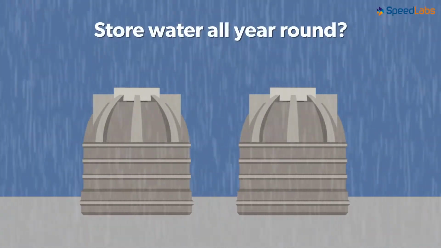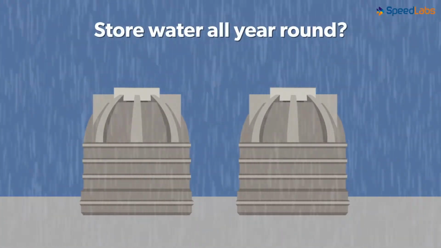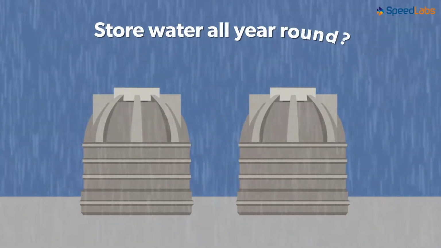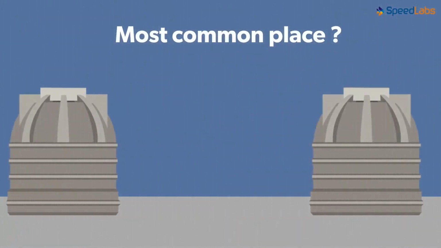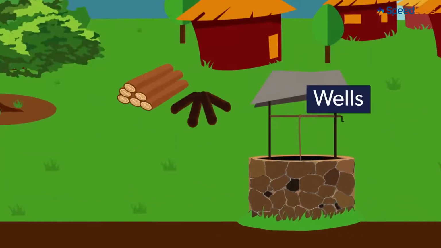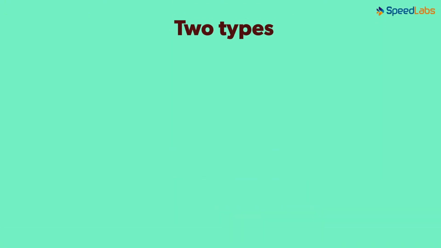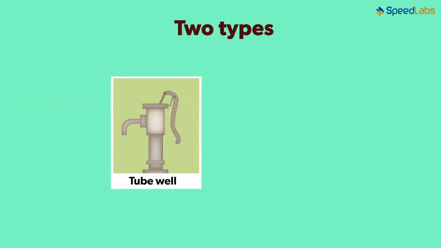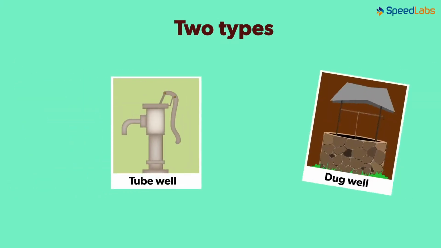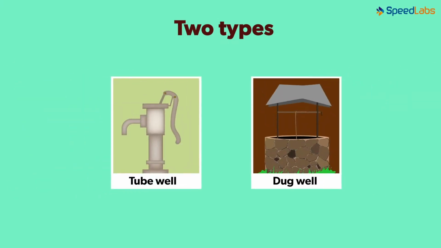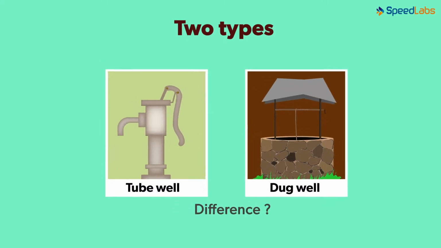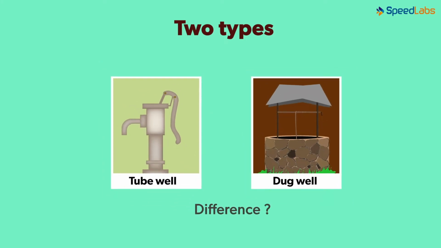Thanks to nature, it has its own way of storing water. Can you name the most common place where water is stored in a village? Wells? That's right. And do you know that there are two types of wells? One is called the tube well, while the other is called a dug well. What do you think is the difference between the two? The major difference between the two is the method in which they are created by humans.